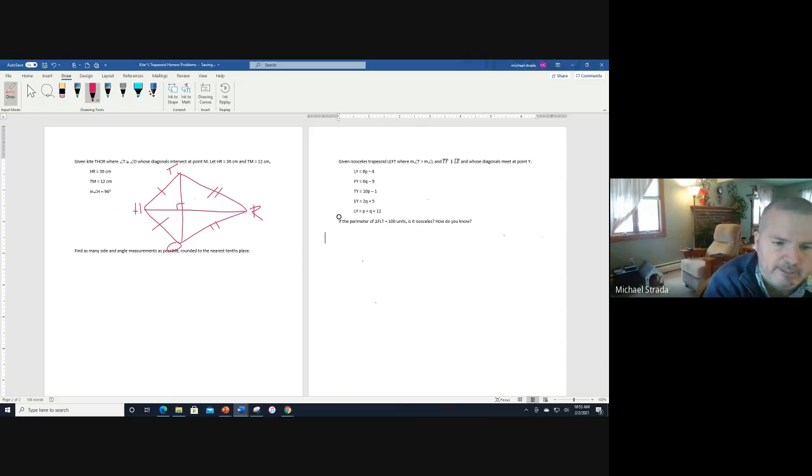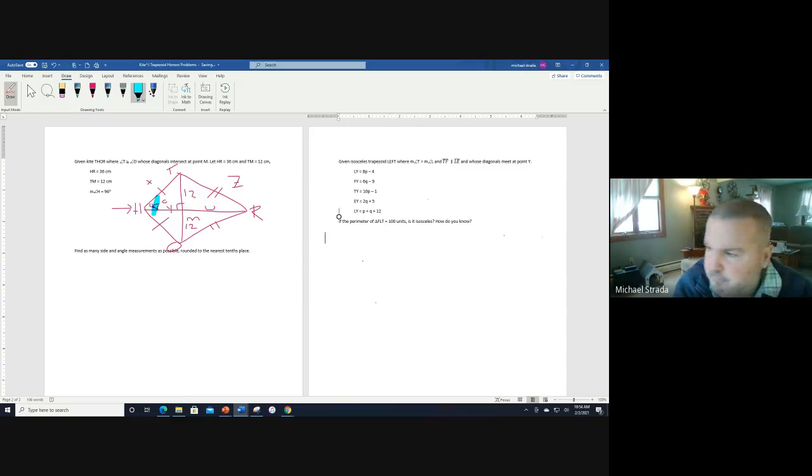They say the diagonals intersect at M, so I'll label the M. And then they tell me TM is 12 and H is 96. You have to remember that H is a vertex angle. So H is bisected. So that's going to be 48 degrees. It says find as many side and angle measurements as possible. So that means I got to get X, Y, W, Z. Now, if TM is 12, we know that that's the midpoint. So MO would also be 12. So we got that one. 48 degrees.